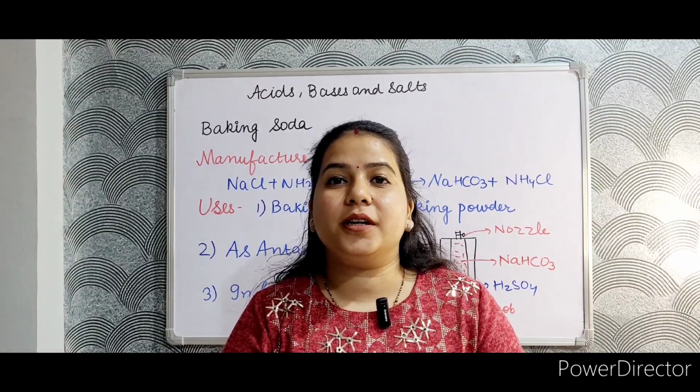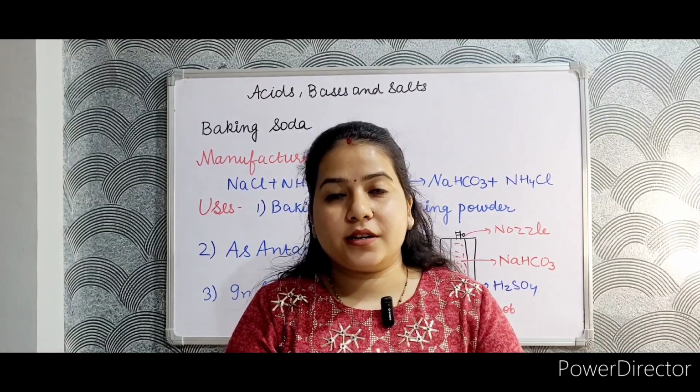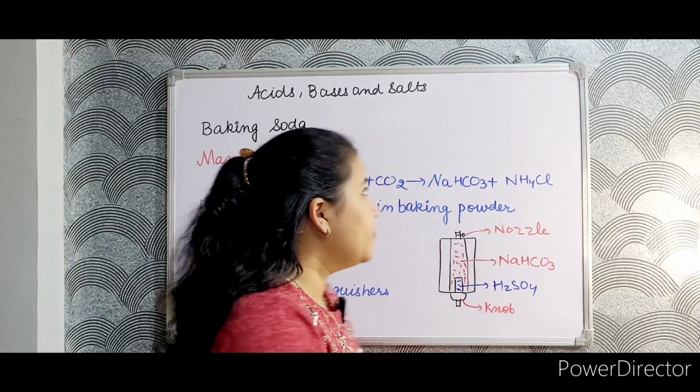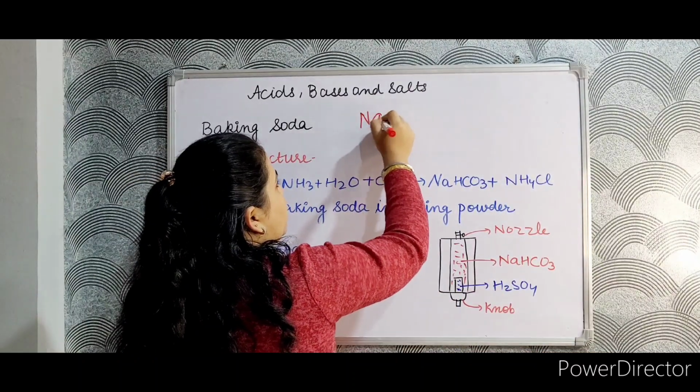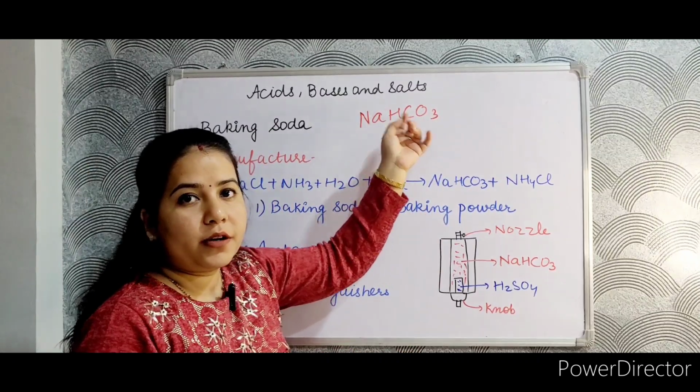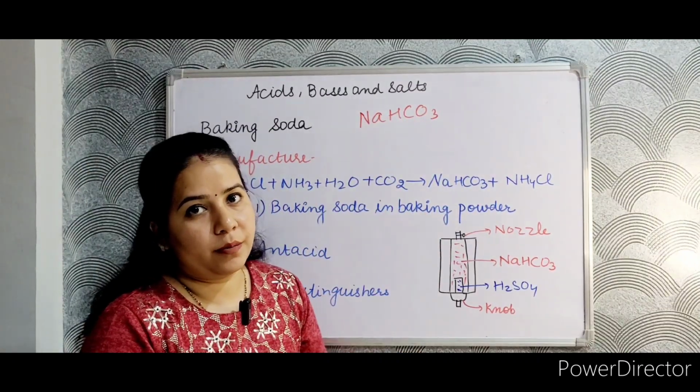I am Rashita Batra. Today we will start our next compound, which is baking soda. The formula for baking soda is NaHCO3, sodium hydrogen carbonate or sodium bicarbonate.